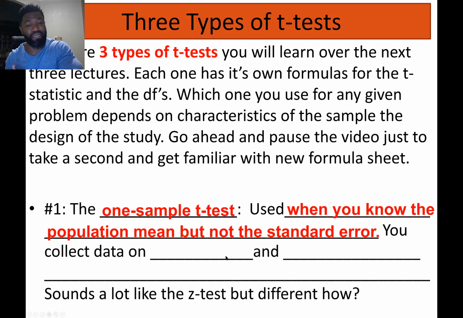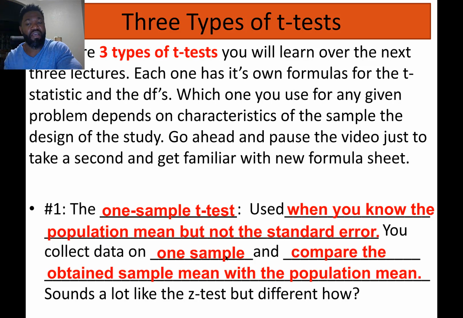When you're doing the one sample t-test, what you're going to do is collect data on one set of people. So you have one sample that you're collecting data on. And what you ultimately want to do is compare the obtained sample mean, right? So the mean of the people who are in your sample, you want to get their average, and you want to compare that with the average in the population. And it sounds a lot like the z-test. And in fact, it pretty much is exactly the same with one small twist, right?